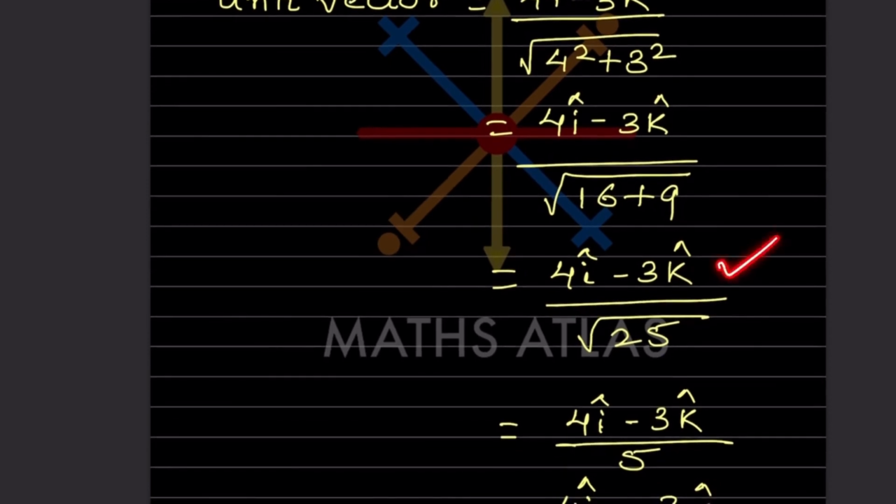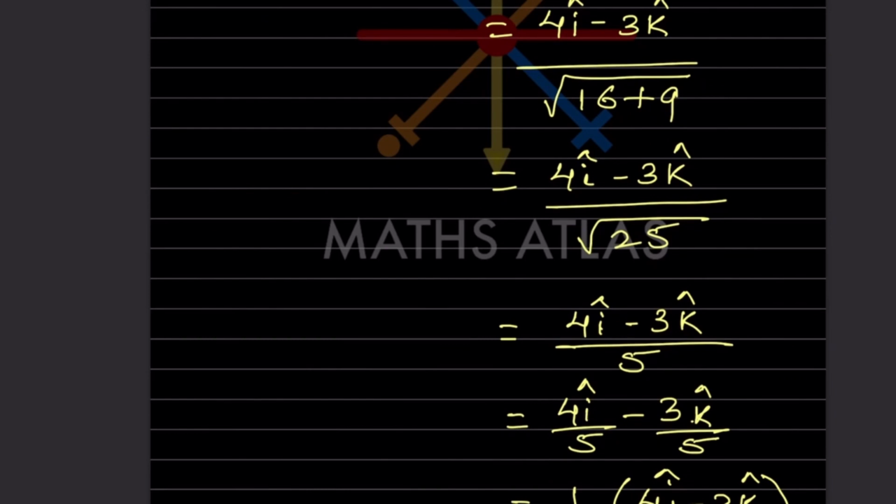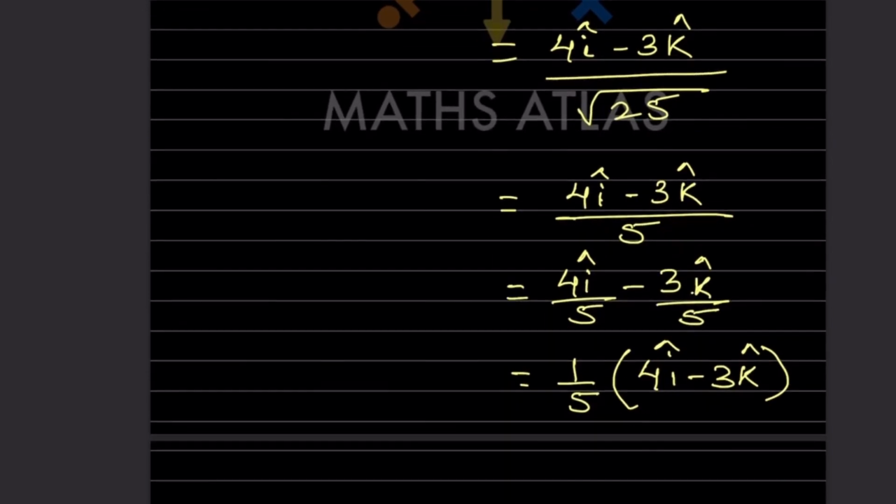Keep the numerator as it is. When you add, this is going to be root of 25. Again the numerator is the same, and root of 25 is 5. So now you are going to split this one. This divided by this will be 4i divided by 5. The sign is minus, and again 3k divided by 5.